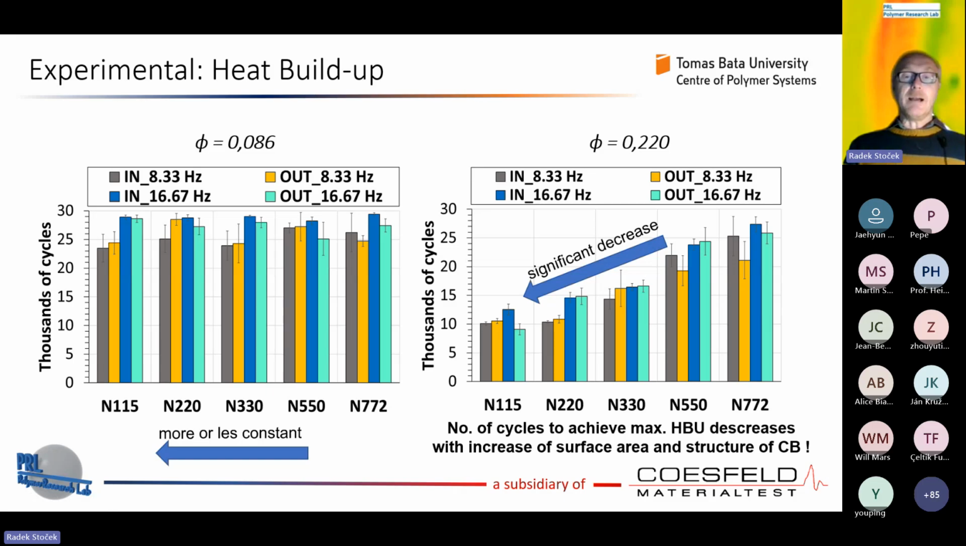the maximal heat buildup. We can see that for 20 pHr of carbon black, this is a more or less constant trend. We are not able to see any increasing or decreasing trend here. However, for 60 pHr of carbon black, the decreasing trend with increasing structure and surface area of carbon black is clearly visible. That's for sure. So that means when the structure and surface area of carbon black increase, we achieve the maximal heat buildup more quickly. So there is a very clear trend.